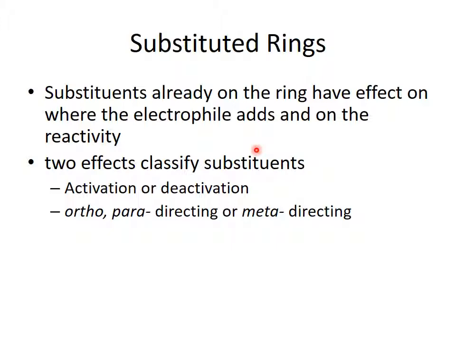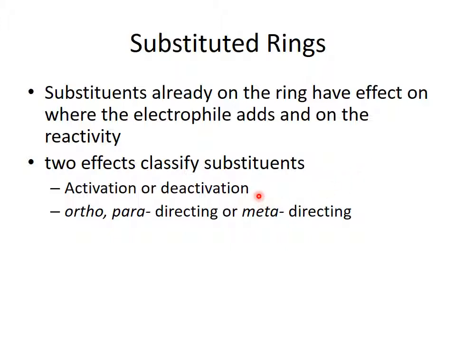Sometimes when we do these electrophilic reactions, there are substituents already on the ring, and these have an effect on where the electrophile adds, and sometimes it even affects whether or not the reaction can go ahead. So let's look at how we classify the substituents so that we can predict what's going to happen.